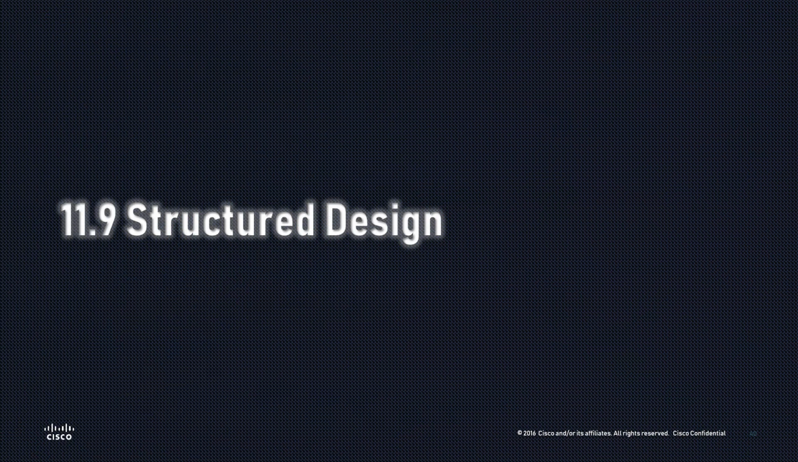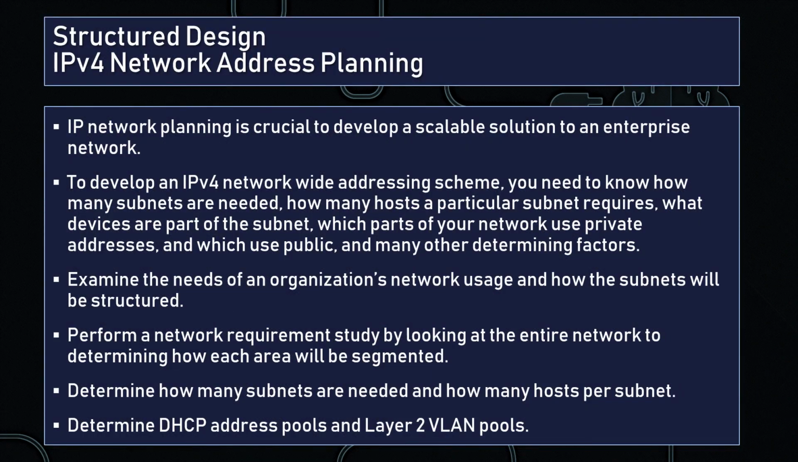Now let's take a look at structured design. It's really crucial to develop a scalable solution for an enterprise network. To set up an IPv4 network addressing scheme, we need to know how many subnets are needed, how many hosts a subnet requires, what devices are a part of the net, which parts of your network use private addresses, and which ones use public. There's a long list. We can also examine the needs of a network's usage and how subnets will be structured. So performing a network requirement study will allow us to determine how each area will be segmented. So let's take a look at how many subnets we need, how many hosts per subnet, and then we can determine our address pools and VLAN pools.